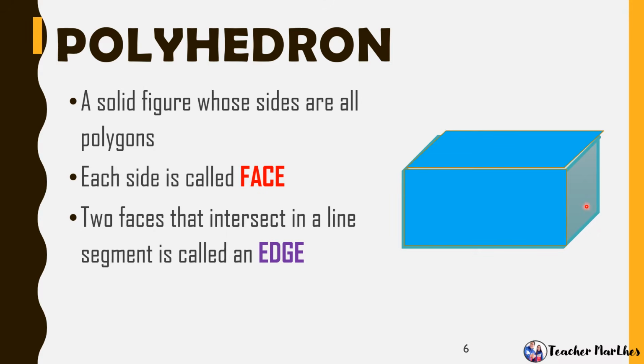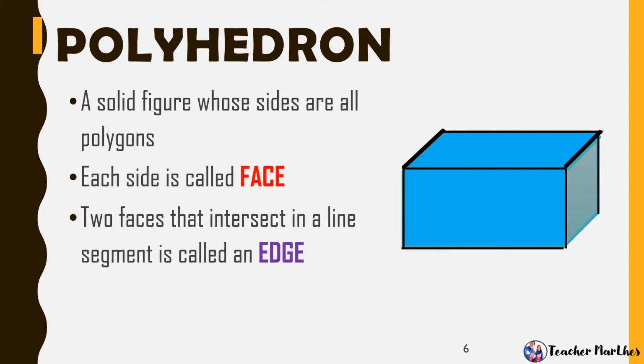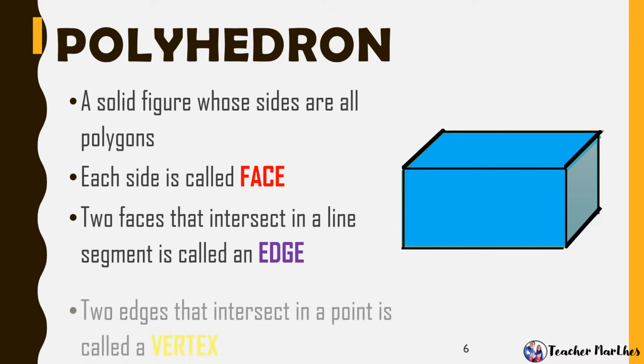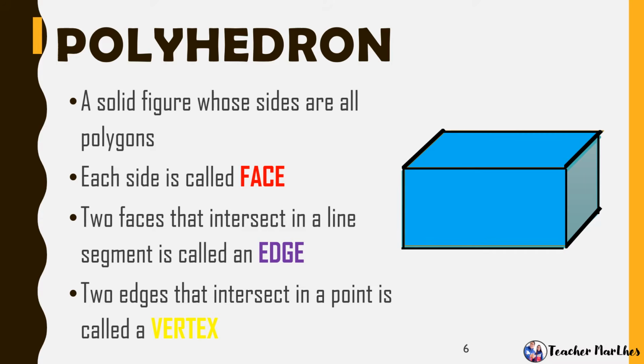Two faces that intersect in a line segment is called an edge. These are the edges of this figure. Two edges that intersect in a point is called a vertex. These are the vertices of this figure.